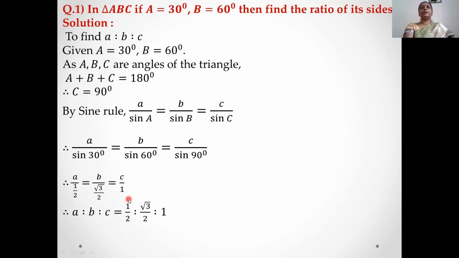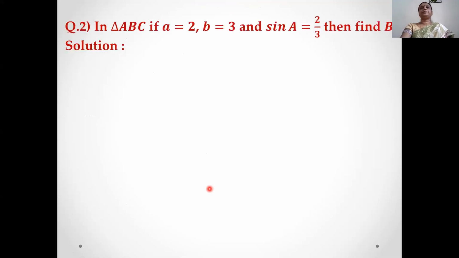Now you will simplify this. After the simplification, this will be a : b : c = 1/2 : root 3/2 : 1. Now simplify this means multiply the right hand side throughout by 2, we will get a : b : c = 1 : root 3 : 2. In this way, if you know the value of sine at different angles, then it is very simple to find the ratio of sides. Okay, then we will see the next problem.